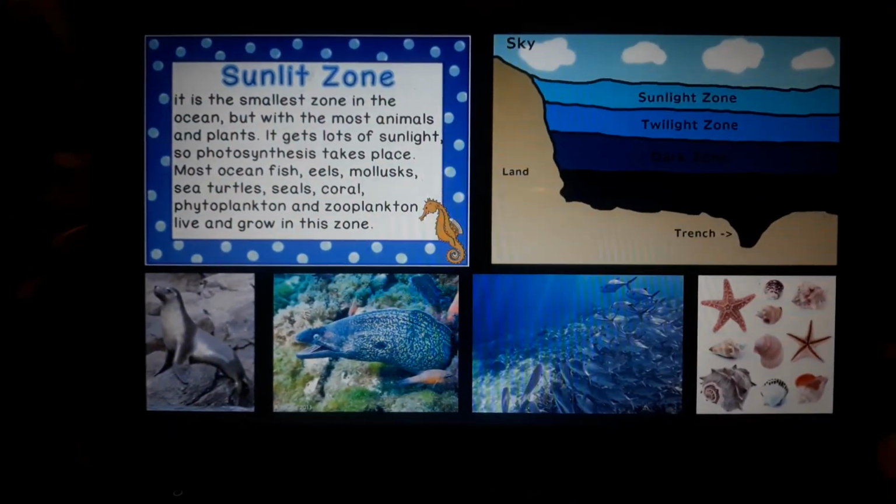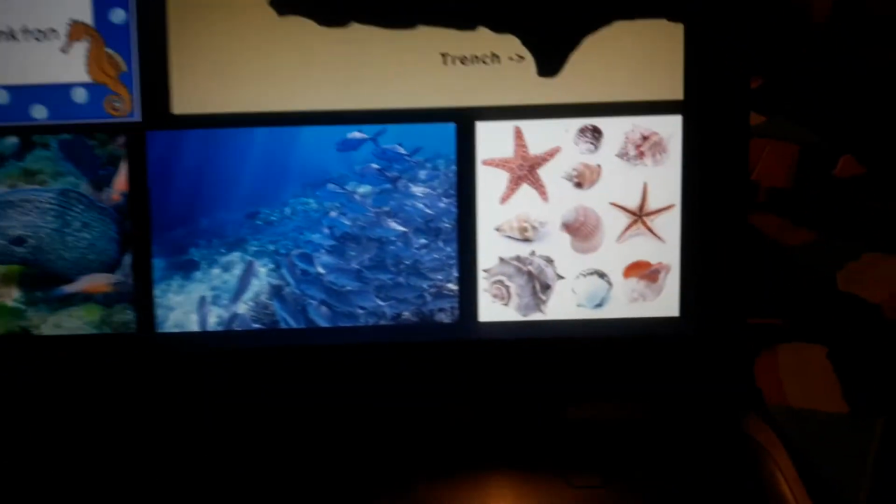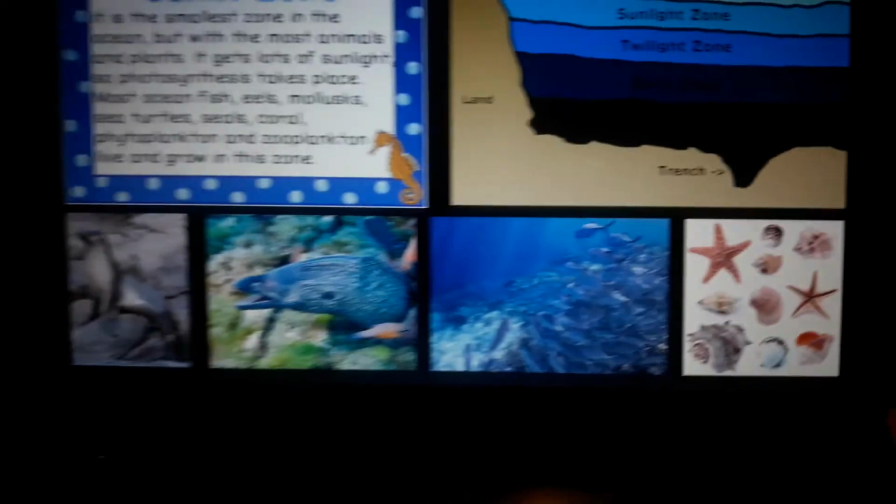All right, let's move this away. I think we got ahead of ourselves here. There we go. Okay. All right, so here's our sunlight zone. And we just talked about the mollusks and looked at some of those.